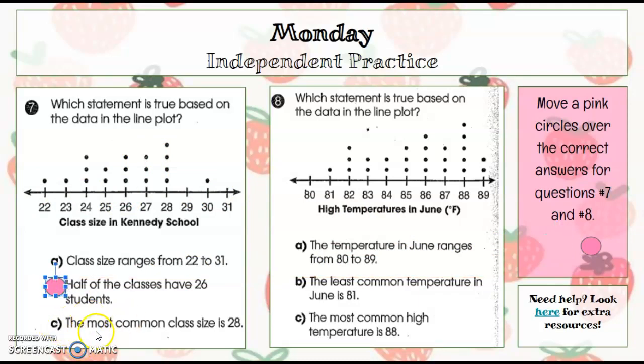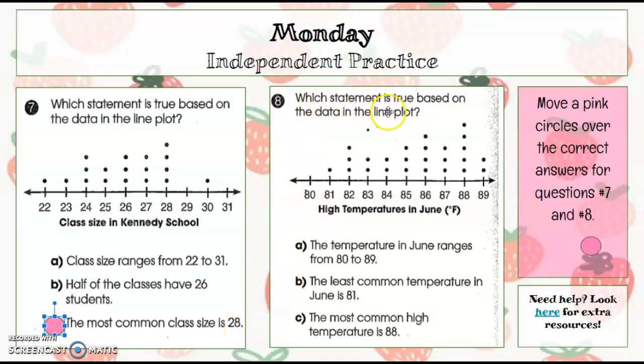Let's just double check and make sure that C is not correct as well. The most common class size is 28. So that is correct as well. So I'm actually going to select C as my answer here because I know that C is true. But when I have 26 being my median, that actually means that 49%, not quite half, are above or below 26. So C is the correct answer here.